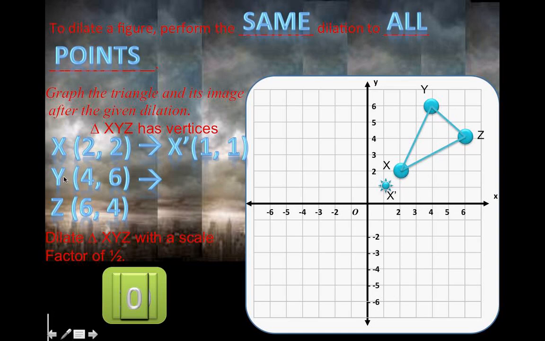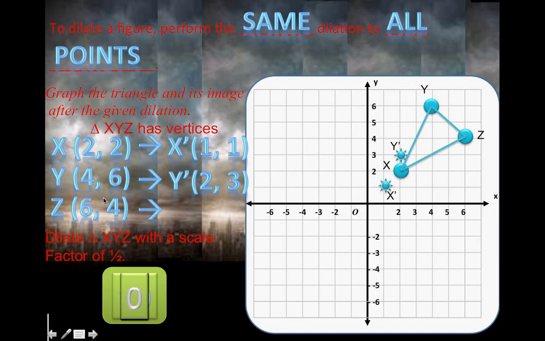4, 6 is where Y is. We want to multiply that by 1/2 and 1/2. So 1/2 of 4 gives us a 2. 1/2 of 6 gives us a 3. So Y prime is at 2, 3. We'll go out 2, up 3, and we will graph that right here.